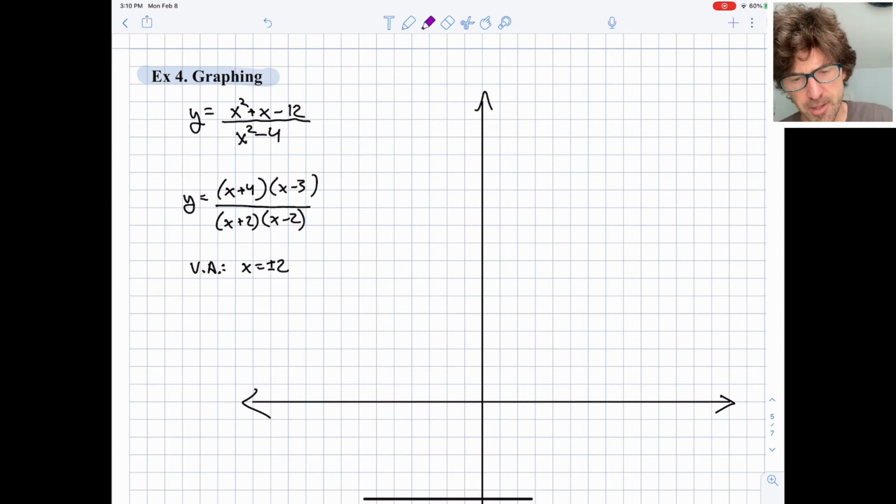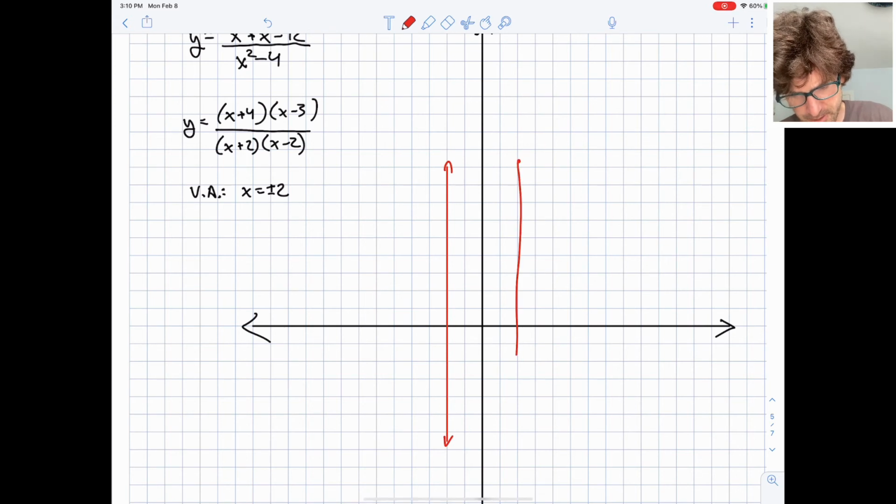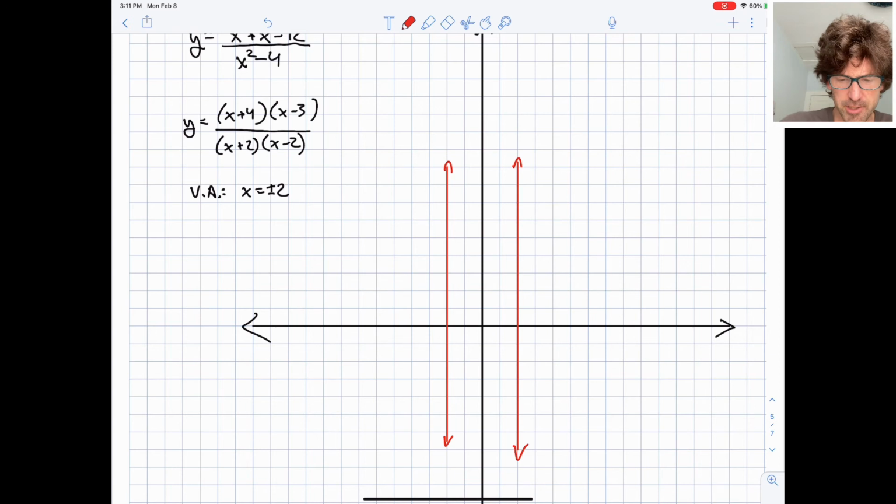The vertical asymptotes are at x equals plus or minus 2. I am going to graph those asymptotes first, and I will graph those in red here, x equals plus or minus 2. So those are two locations where our curve will be broken.